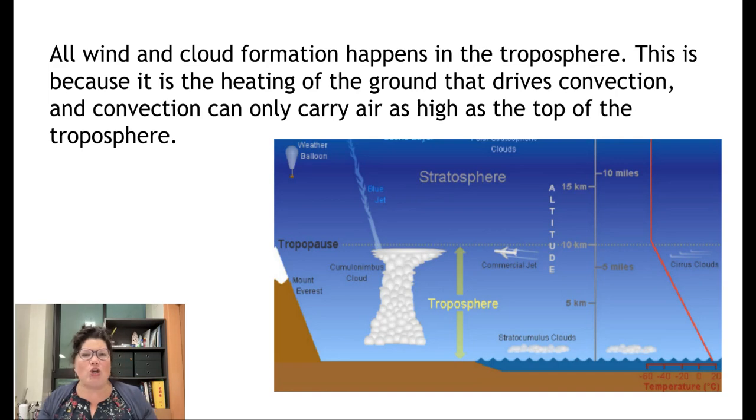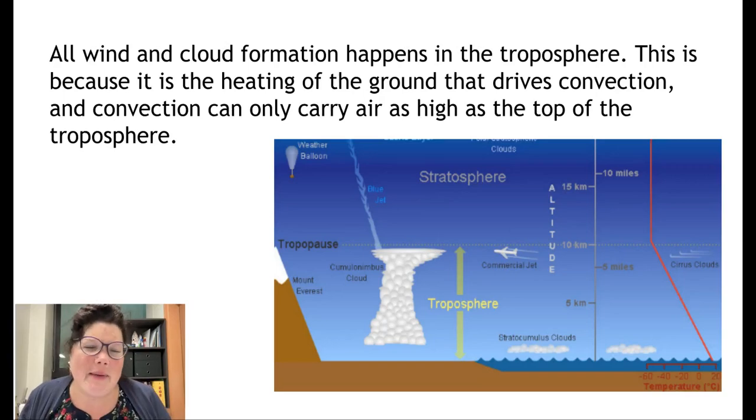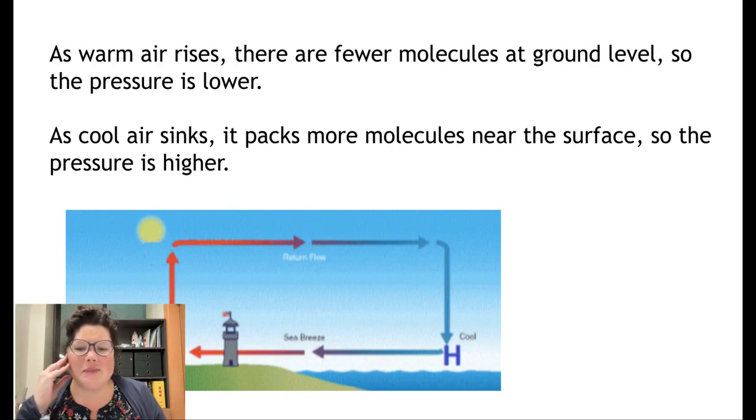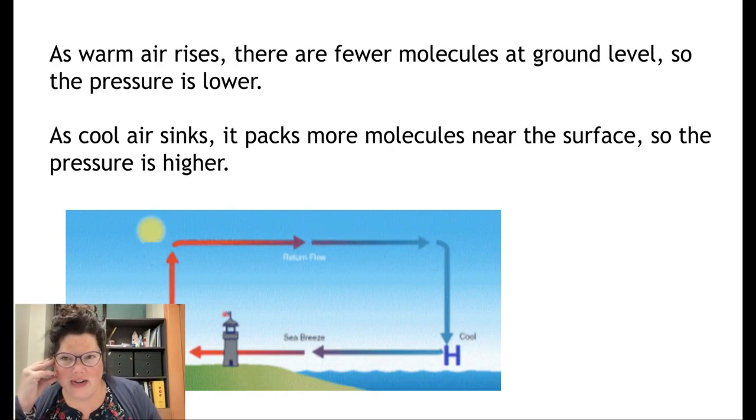So when we're looking at our cumulus clouds, they're only going as high as the troposphere. So just keep that in mind. It's the limit of our convection process that can happen. Now, we've talked about this before. I just want to reiterate it again.